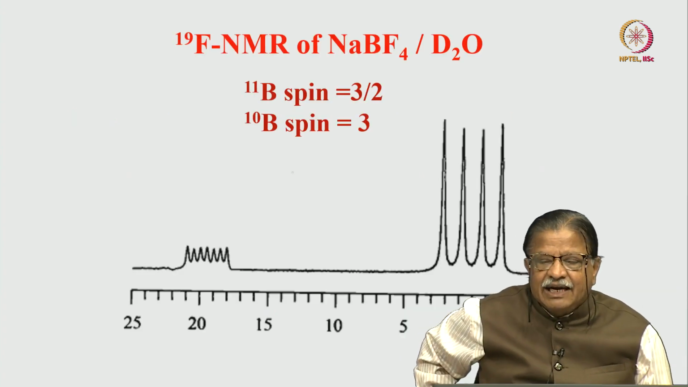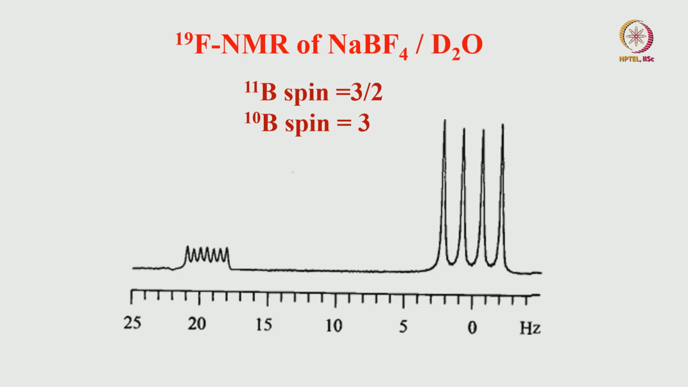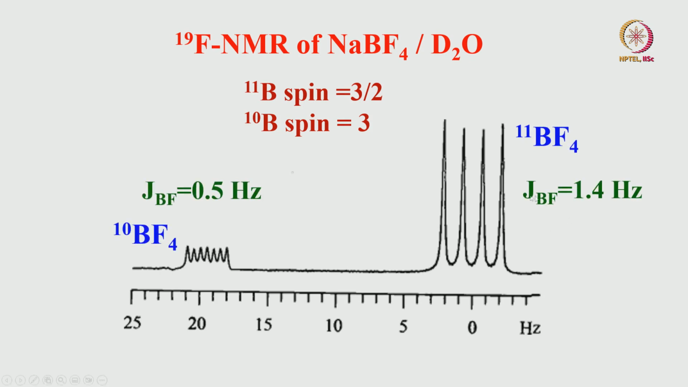See, this is exactly what happens. This is the NaBF4 molecule in D2O. Now, boron with spin 3/2 is going to give 4 lines, abundance is 80%, and boron with spin 3 gives a 7-line pattern. The intensity ratio is 1:4. The separation of these gives you the boron 11 fluorine coupling, and this is the boron 10 fluorine coupling you are going to get. And this coupling is quite large compared to this one.